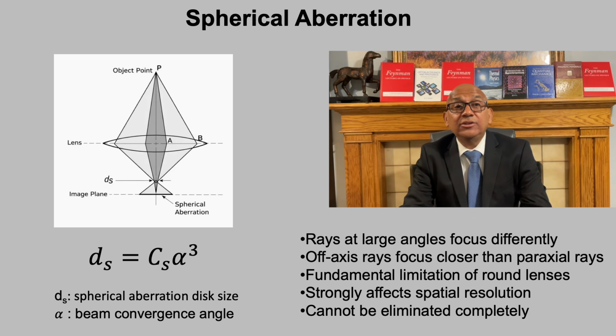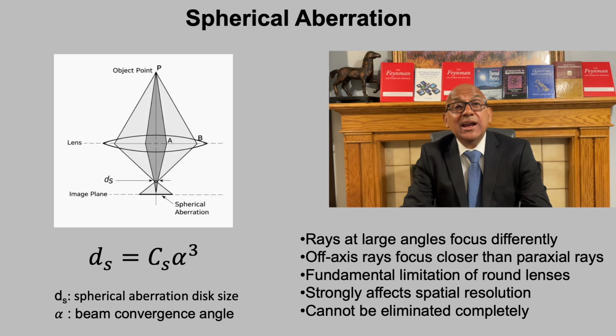All real lenses introduce aberrations, which cause electrons traveling at different angles to focus at different locations. As a result, even a perfectly aligned lens produces a finite probe size. These aberrations represent fundamental limitations of electron optics, and they strongly influence spatial resolution in SEM. With that in mind, let us begin with the most important one, spherical aberration.